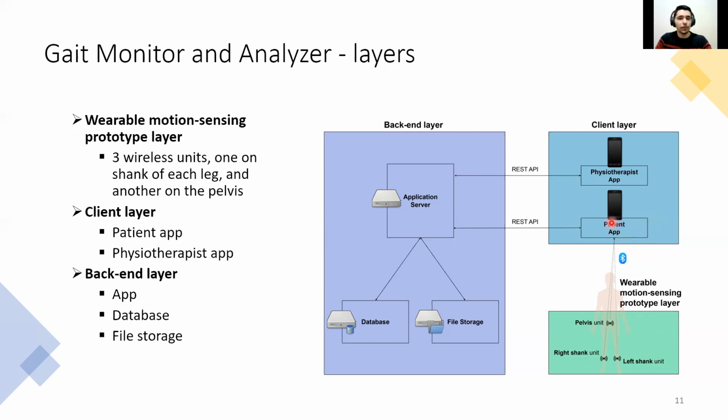which forwards the data to the application server. It stores it in a database and a file storage. And then the physiotherapist also has an app that allows him to request the server to generate gait reports. And this is where gait parameter estimation occurs. And then the gait reports will contain mean values and standard deviations for each parameter, for instance.